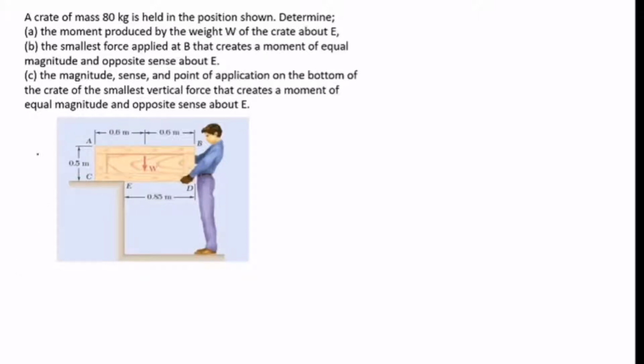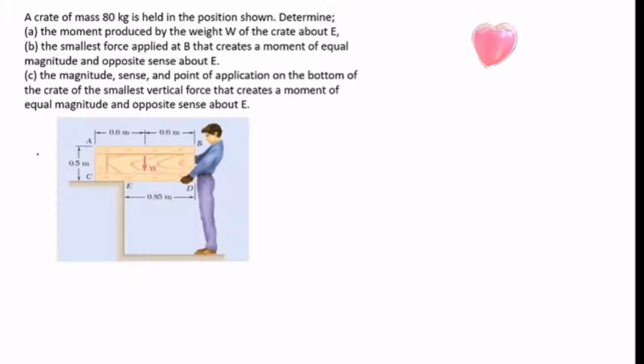A crate of mass 80 kg is held in the position shown. Determine A, the moment produced by the weight W of the crate about E. B, the smallest force applied at B that creates a moment of equal magnitude and opposite sense about E. And C, the magnitude, sense, and point of application on the bottom of the crate of the smallest vertical force that creates a moment of equal magnitude and opposite sense. So how do you go about this question?